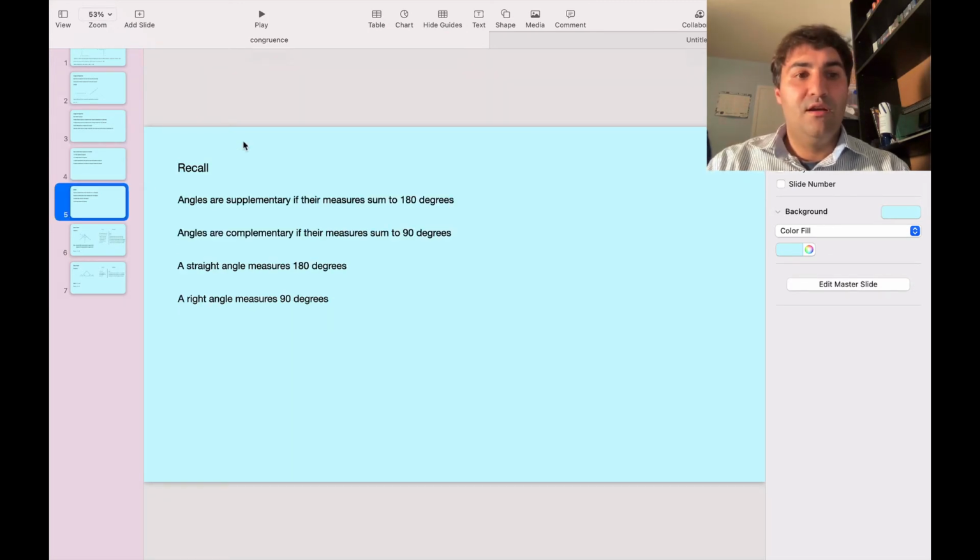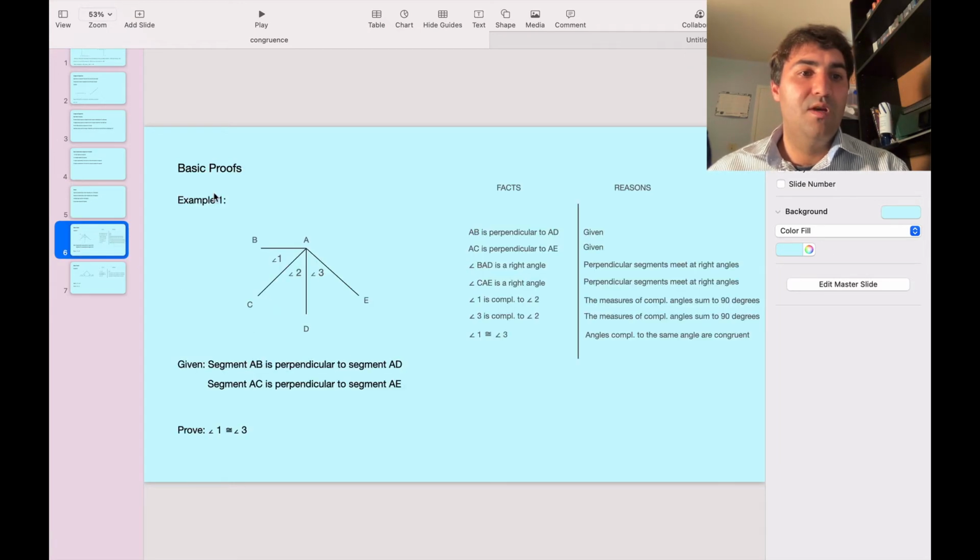I want to do a quick recall from what I went over in some earlier slides. Angles are supplementary if their measures sum to 180 degrees. So if two angles make a straight line, if you add their measures together, you'll always get 180 degrees. And angles are complementary if their measures sum to 90 degrees. A straight angle measures 180 degrees and a right angle measures 90 degrees. So just look over this for a second and let's go ahead and do our first real proof.